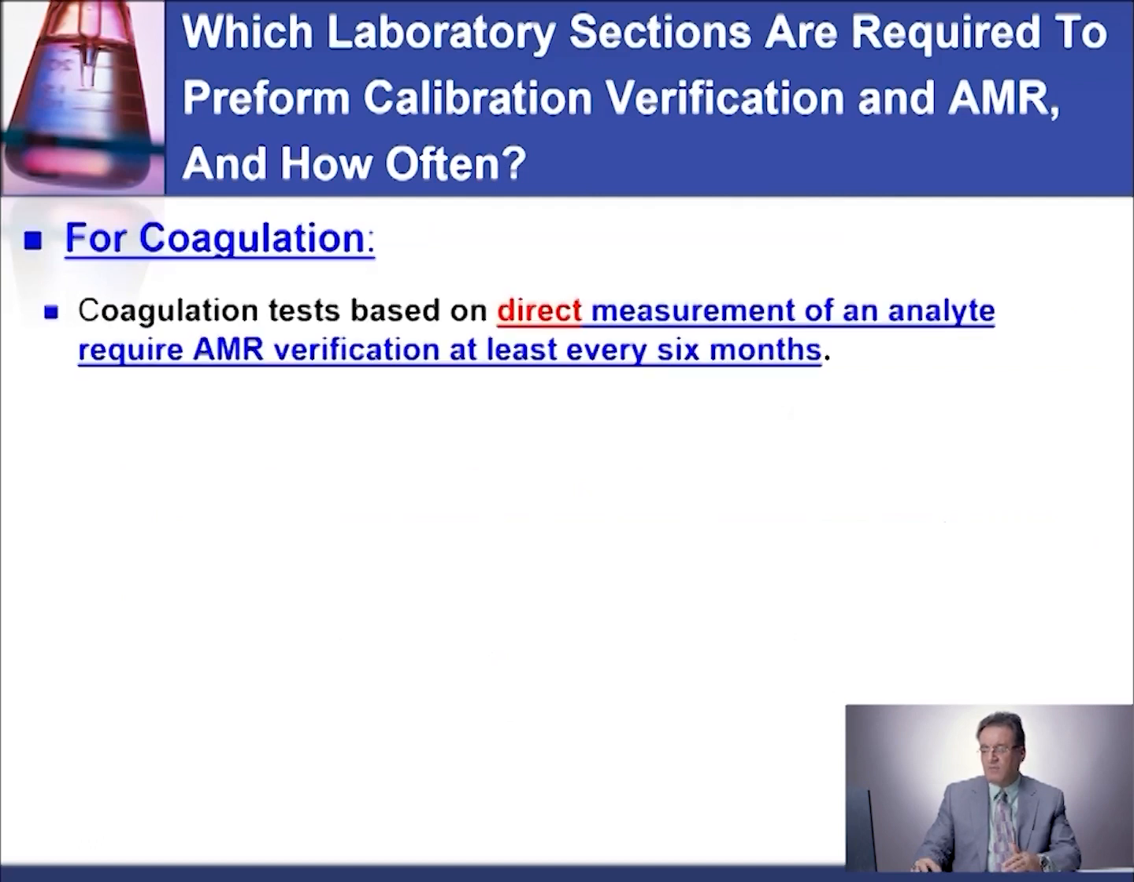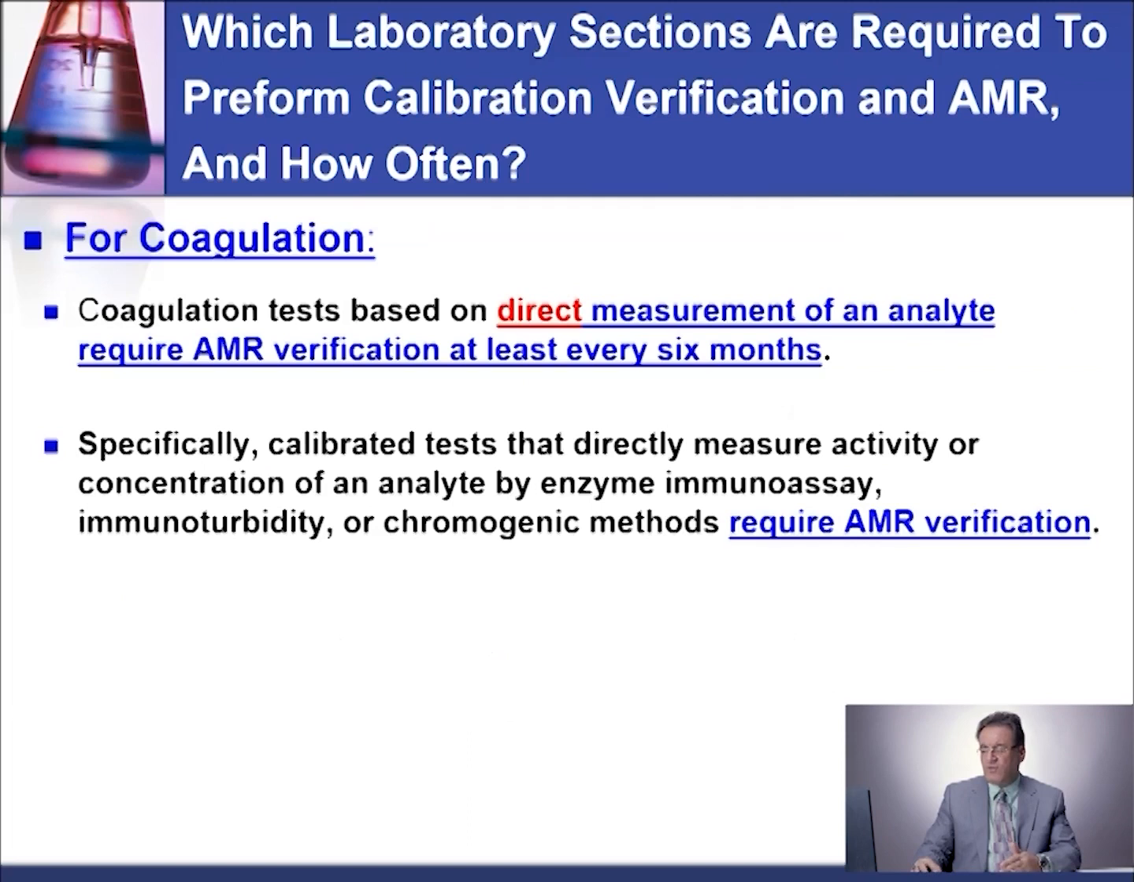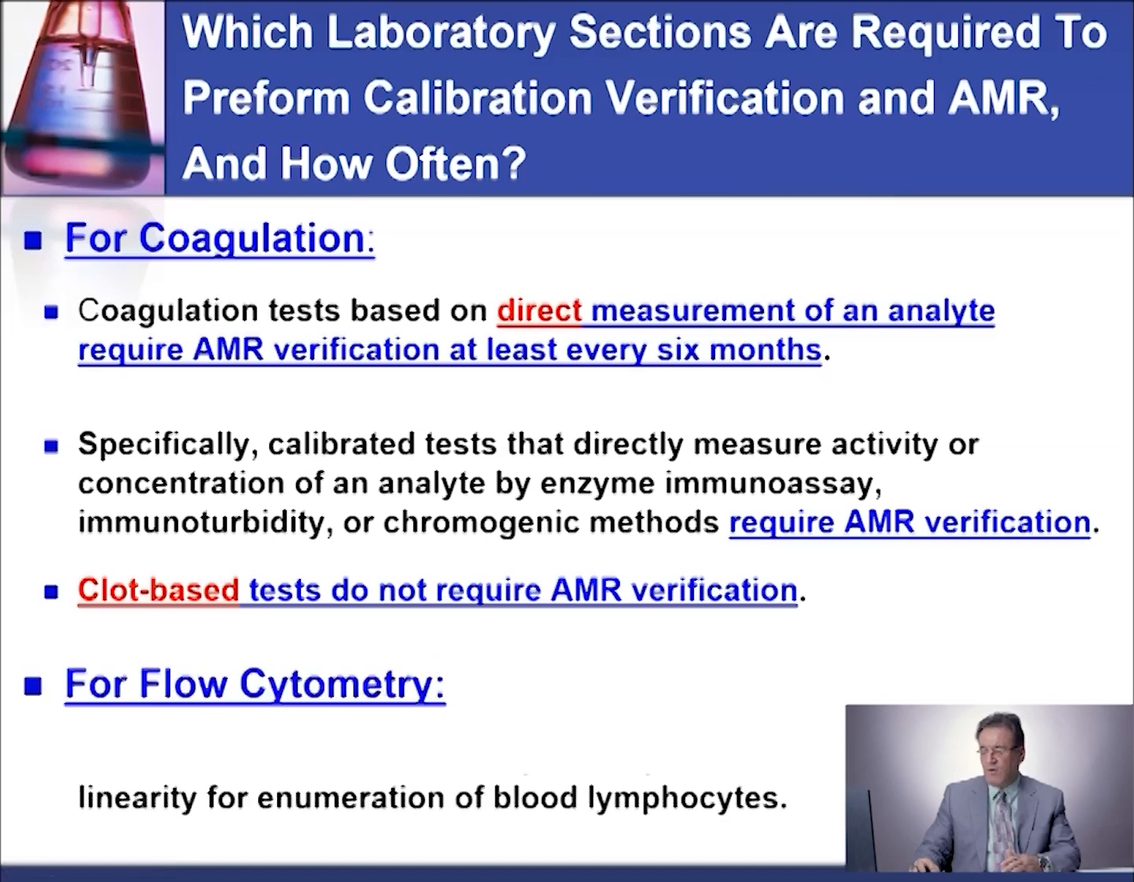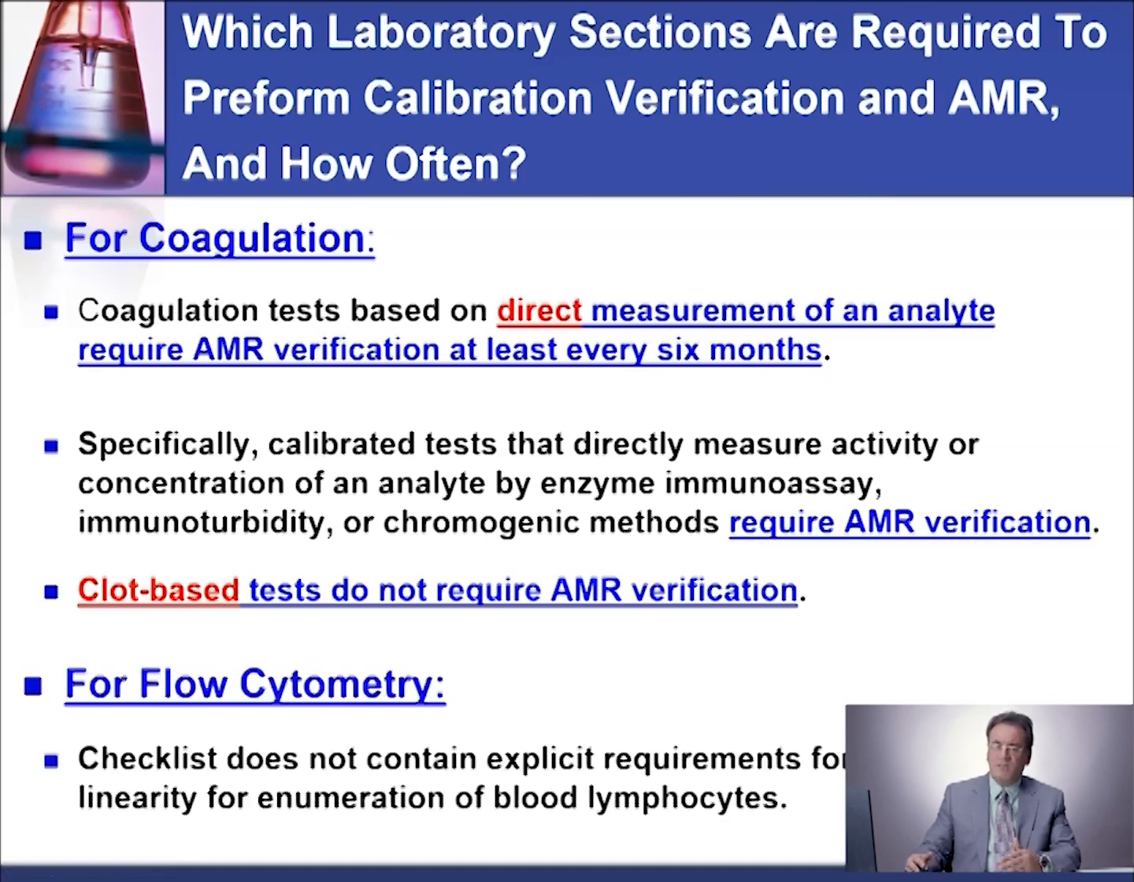Okay, how about coagulation? Coagulation, well, you need to check to see what kind of system you have. Coagulation tests based on direct measurement of the analyte require AMR verification every 6 months. If you have a clot-based test, you do not require AMR verification. So just verify: do you have a direct measurement of the analyte or a clot-based system? If it's a clot-based system, it's not required. For flow cytometry, the checklist also does not specify that they need it, so they are exempt from it.